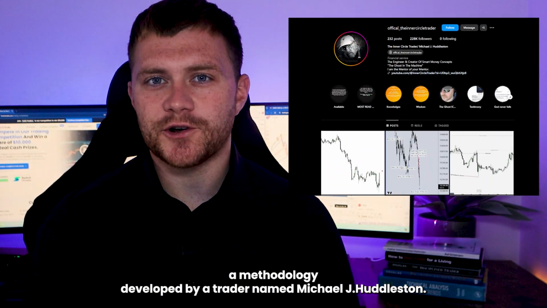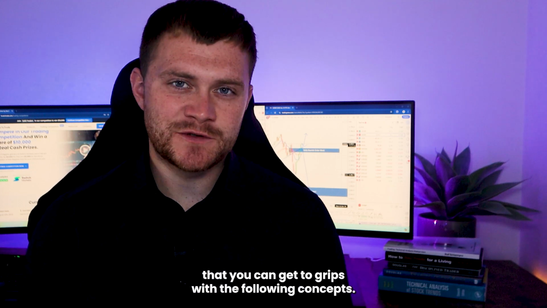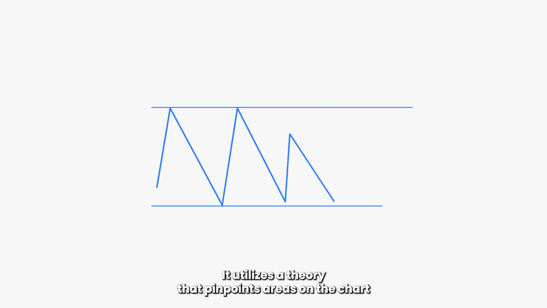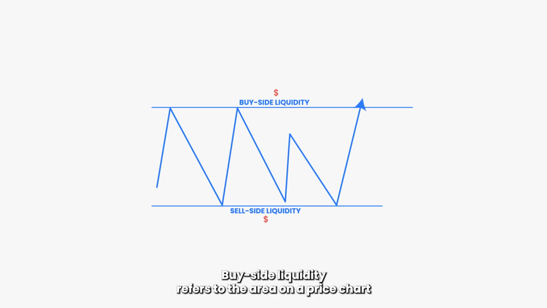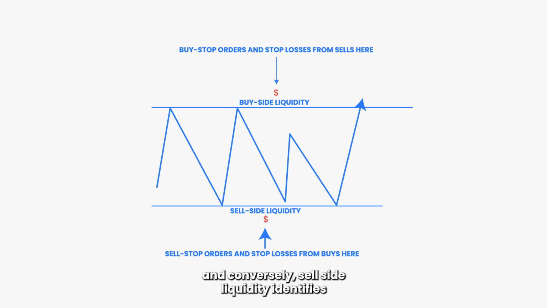If you want to understand it, it's imperative that you can get to grips with the following concepts. Number one, liquidity, often regarded as one of the most complex smart money concepts, but also the most important. It utilises a theory that pinpoints areas on the chart where orders are either sitting above or below, waiting to be collected. Buy-side liquidity refers to the area on a price chart where short selling traders are likely to have their stop orders placed. And conversely, sell-side liquidity identifies the zones where bullish traders' stop orders are concentrated.